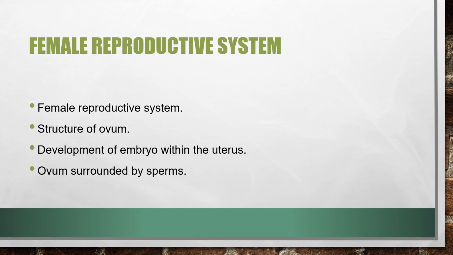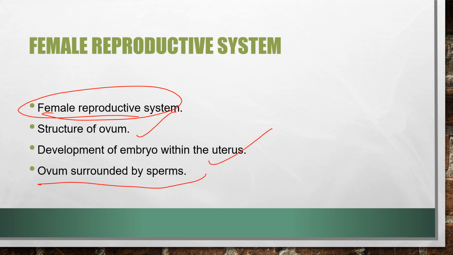Now next comes the female reproductive system. In female reproductive system, the first one is the female reproductive system itself. Next comes the structure of the ovum, then the development of the embryo within the uterus and the ovum surrounded by the sperms. There is a diagram where the ovum is surrounded by like millions of sperms. That diagram is also very much important with the labeling, and the development of human embryo within the uterus.